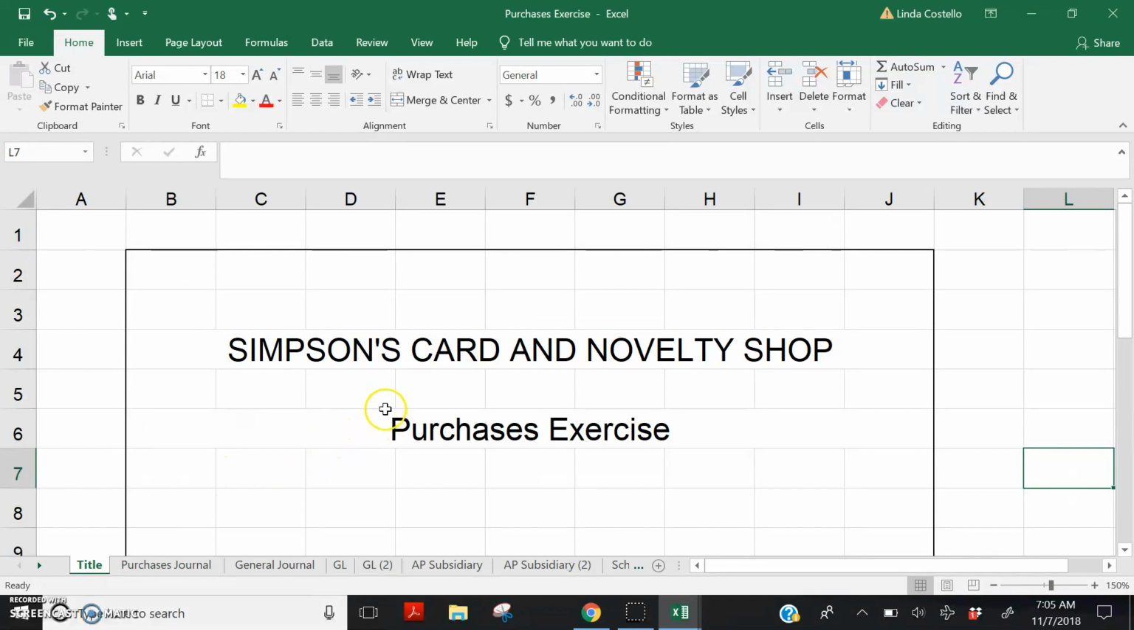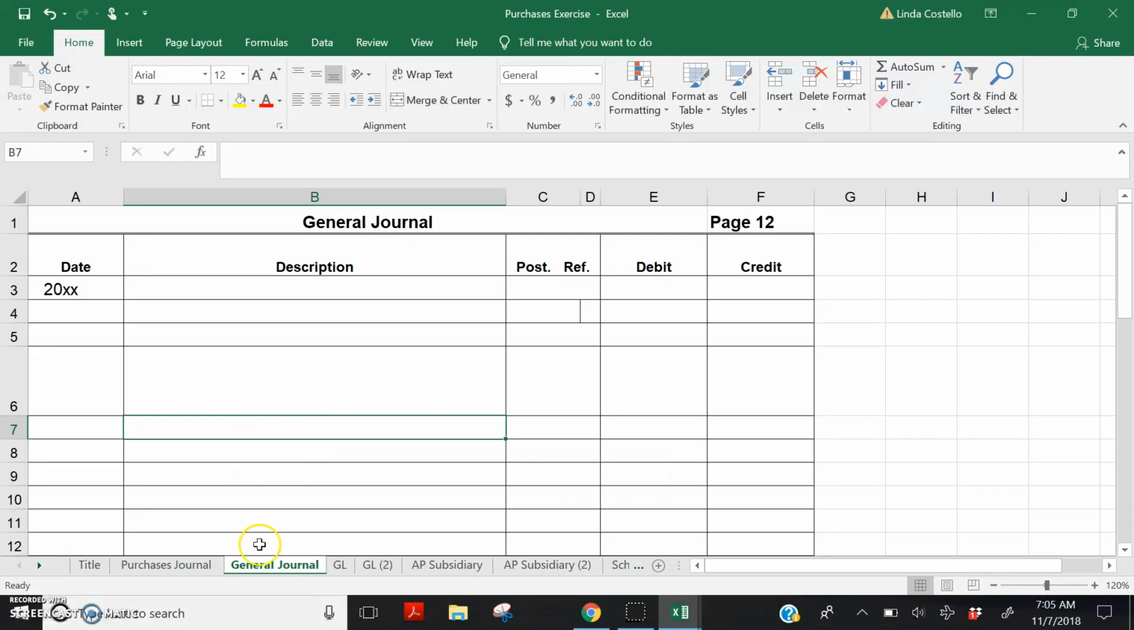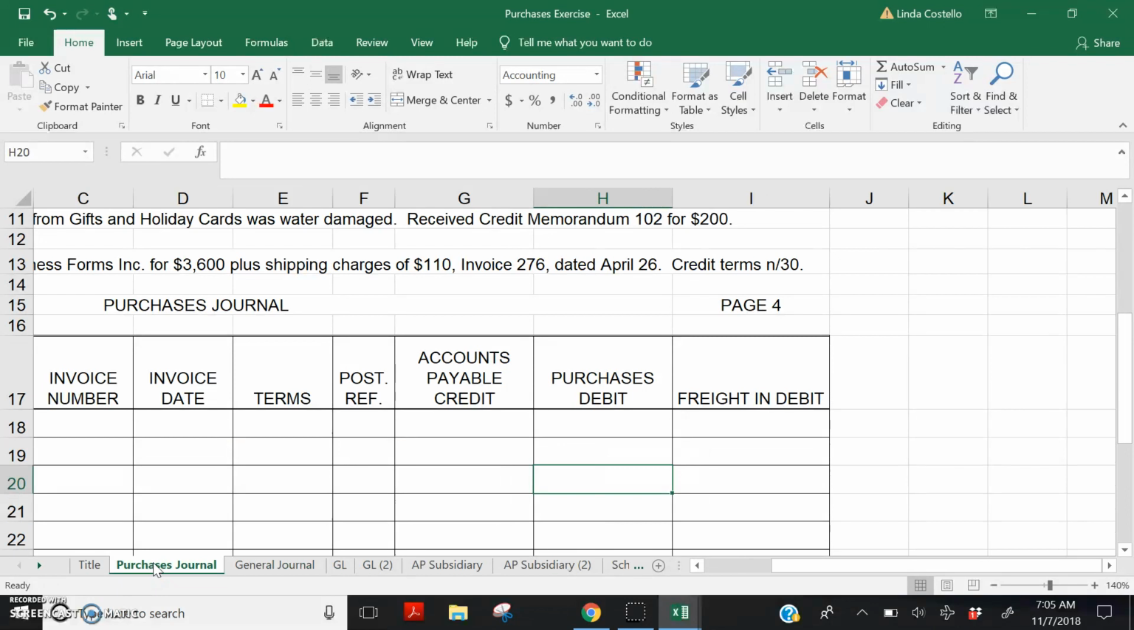Simpson's Card and Novelty Shop is a retail card, novelty, and business supply store. In this exercise, we will record the 6 purchase-related transactions located at the top of your purchase journal. The shop uses a purchase journal and a general journal. We can assume all purchases are on account unless otherwise specified. We can also assume that all purchases are of merchandise inventory.